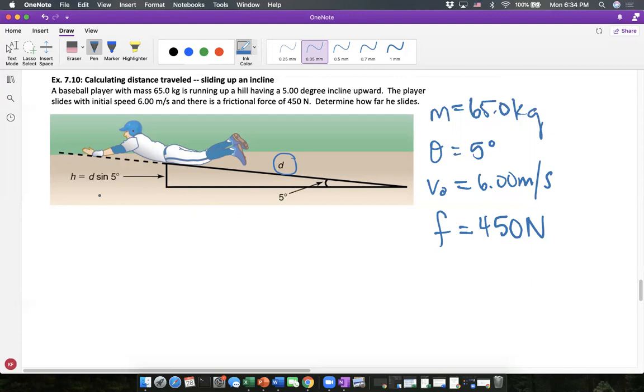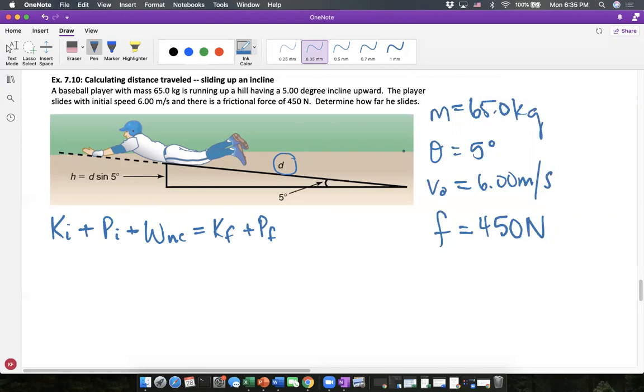So we want to start with the equation that we just found with our non-conservative forces: our initial kinetic energy plus our initial potential energy, plus our work by our non-conservative force, equals our final kinetic energy plus our final potential energy. Okay, so now let's go ahead and think about this for a second.